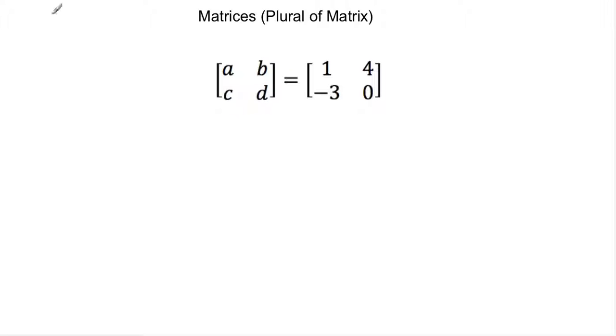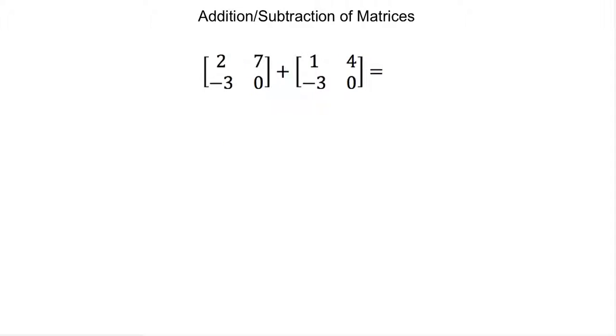Okay, so in this lesson we're going to be dealing with matrices and some basic operations. Matrices is the plural form of the word matrix, and a matrix is just a grid of numbers. Notice how each element in this matrix corresponds to each element over here. So A is equal to 1, B is equal to 4, C is equal to -3, and D is equal to 0. This is what we call a 2 by 2 matrix. So these are 2 rows by 2 columns. See, we can have 2 rows and 2 columns, giving us that 2 by 2.